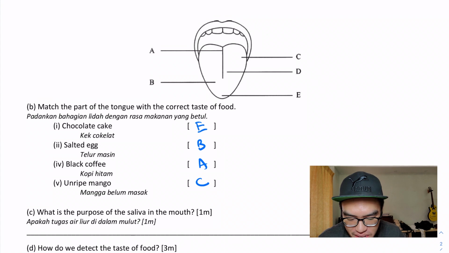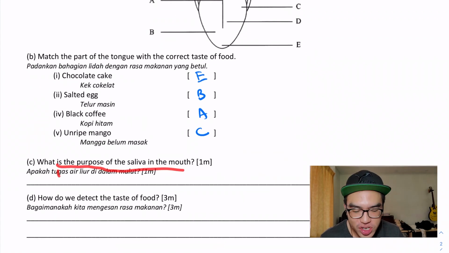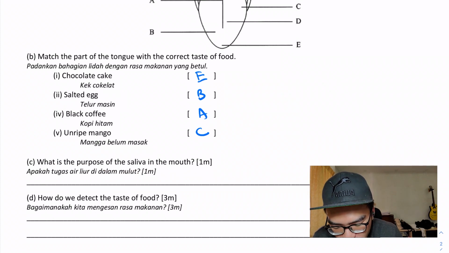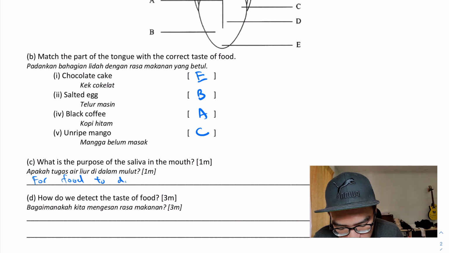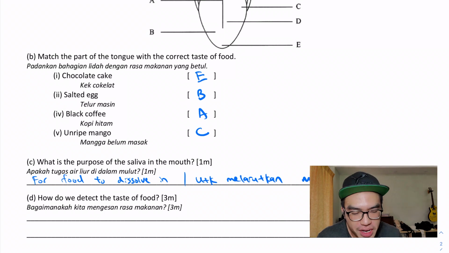Next question. What is the purpose of saliva in the mouth? As I've mentioned there, this is for food to dissolve in. Untuk melarutkan makanan. Or you can say to dissolve food, which is the same meaning.